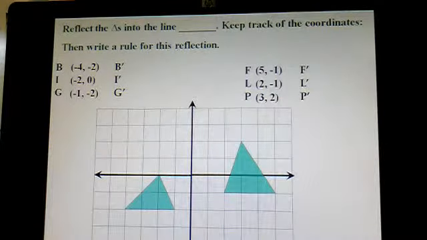The reason why I'm talking about that is when you do the next one on the back, you're given these 2 triangles, and again, you should be able to take these letters and label them pretty easily.